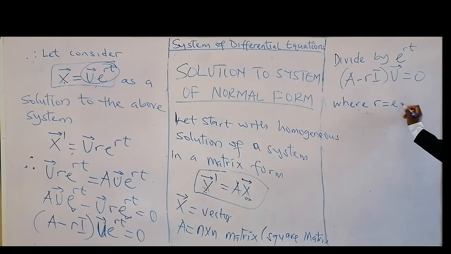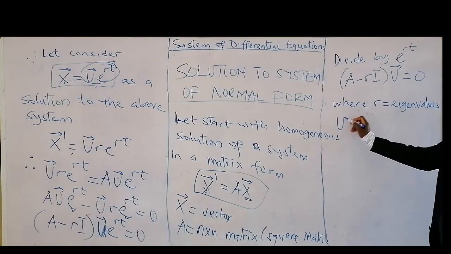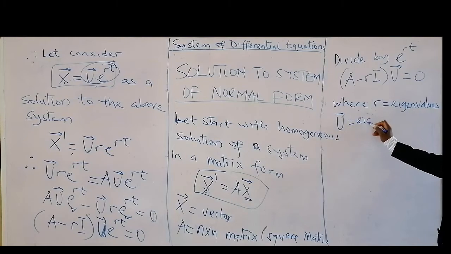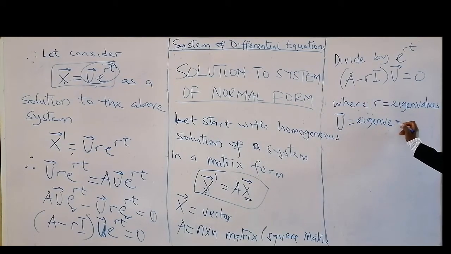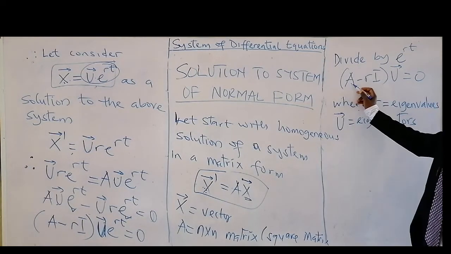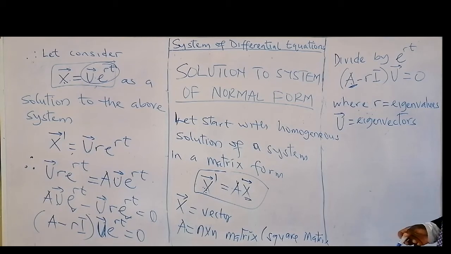this is the eigenvalue, eigenvalues, and then this is the eigenvectors. Okay, and then A is an n by n matrix.